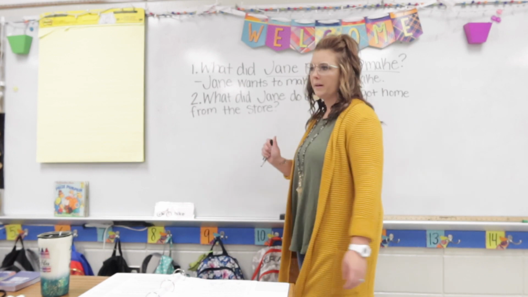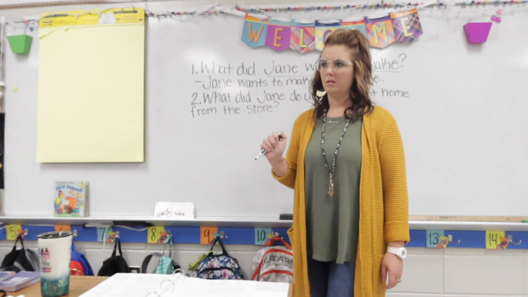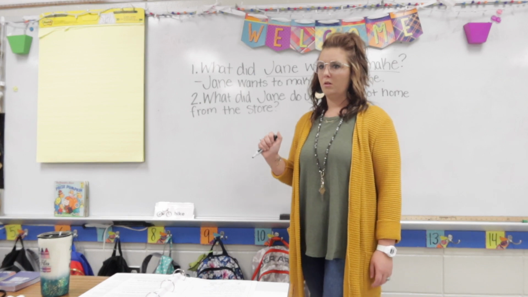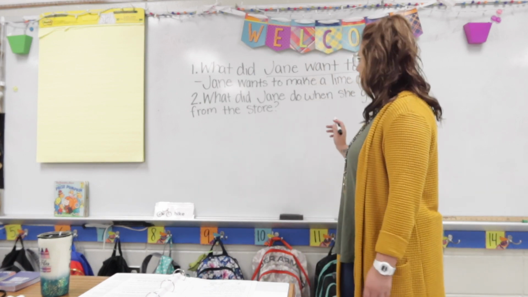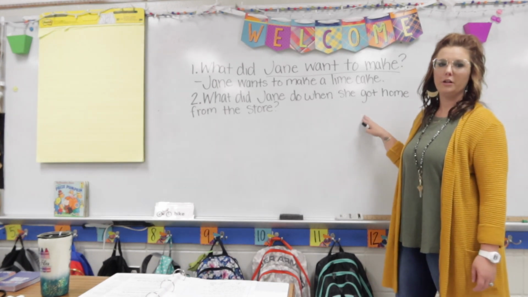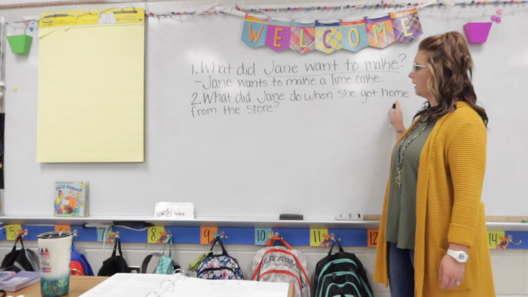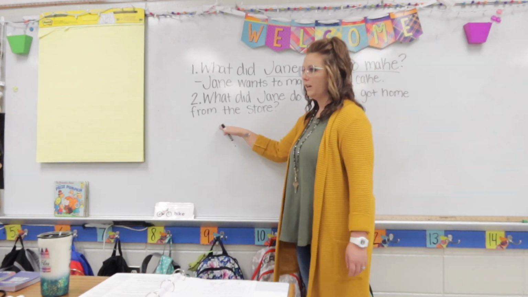How would we put that in a complete sentence? We would not just say, sat down to think. That would be wrong. You say Jane sat down to think. What else could we add to make it even better? Where was she sitting down? On the couch. But look at how the question is worded. If you're going to use details from the question, what did Jane do when she got home from the store?